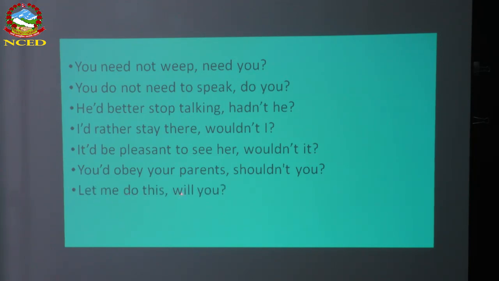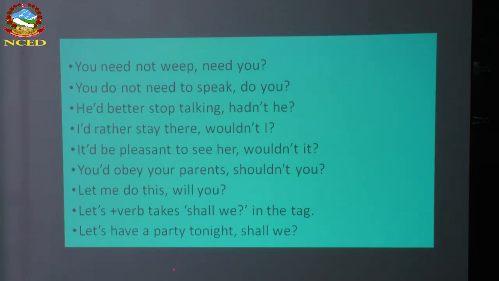Let me do this. Will you? When the statement begins with let, L-E-T, then the tag is will you, okay. But when there is let's, what happened? Let's takes, verb takes shall be, not will you in the tag. Let's have a party tonight, shall we, not will you, shall we.